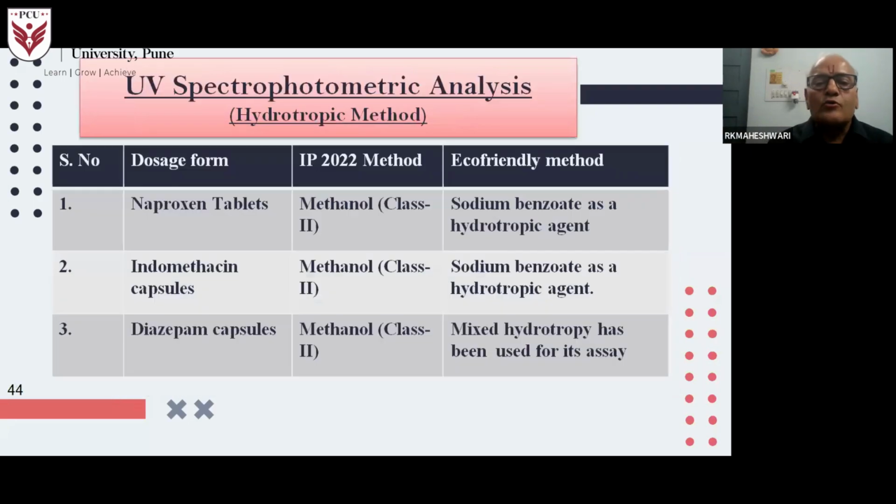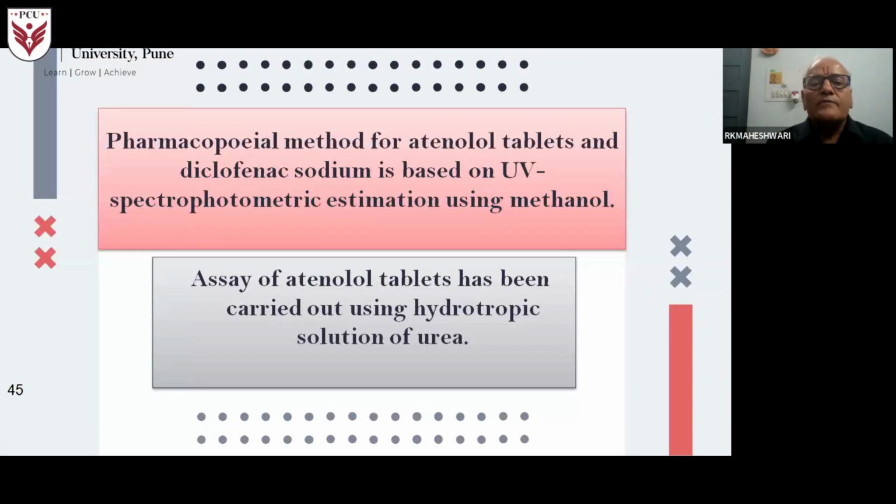Now, suppose your question is: suppose your drug has a peak before 292 nm, suppose 270. I'm giving one example of atenolol tablet. The peak of atenolol comes at 275 nm. And the IP BP method says to utilize methanol; they are using methanol for its estimation.